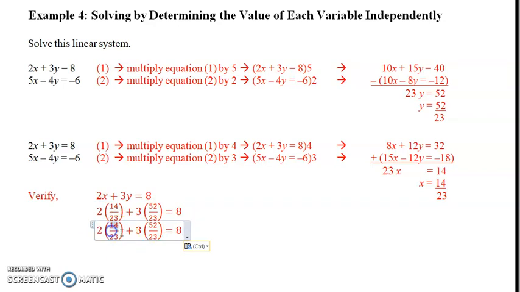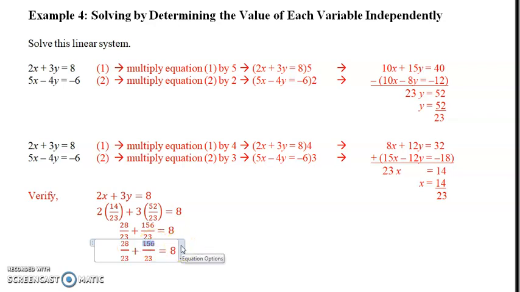So multiplying that, we multiply the numerator by the 2, and we get 28 23rds. Do the same thing over here. We get 3 times 52, which would be 156 23rds. Okay. And add the numerators. So 28 plus 156 would give us 184.